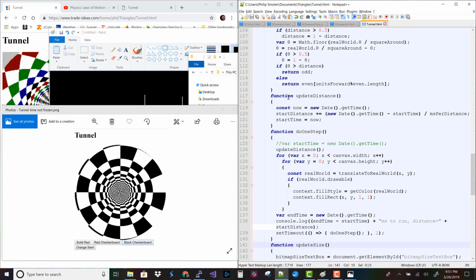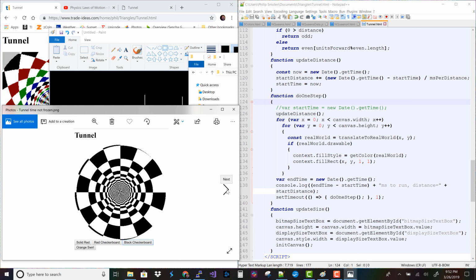But we fixed it. It's right at the top of do one step: we call update distance. And that updates this number. Get the current time. Again, it's very important. Sometimes the computer is going to be busier than others, and sometimes it's going to call us back right away, and sometimes it's going to make us wait. So we always use the clock. We don't just say always update 5 pixels each time. We say 5 pixels times however much time has passed.